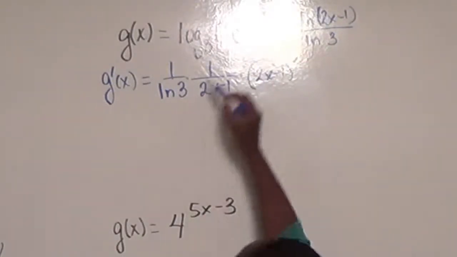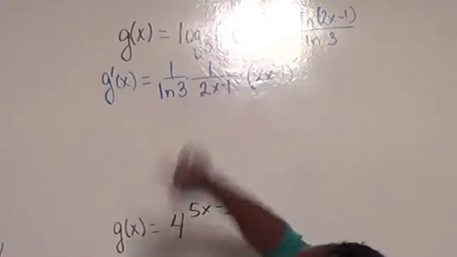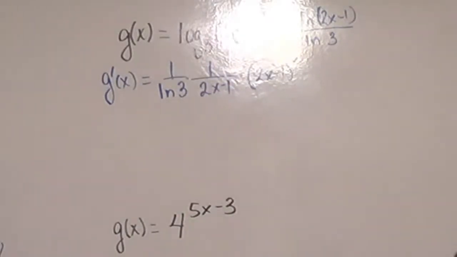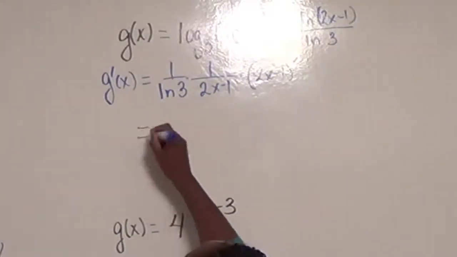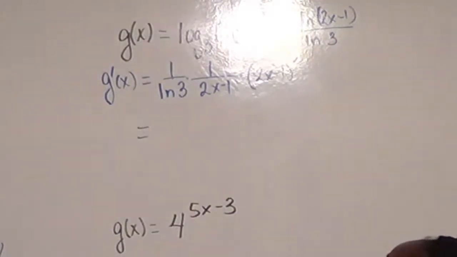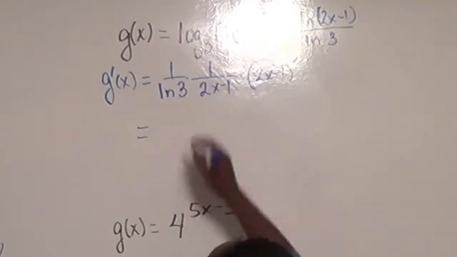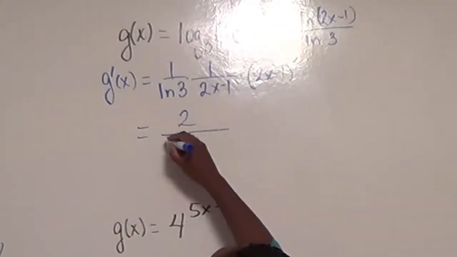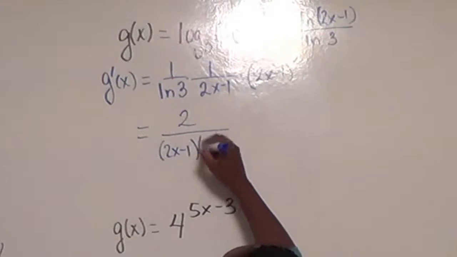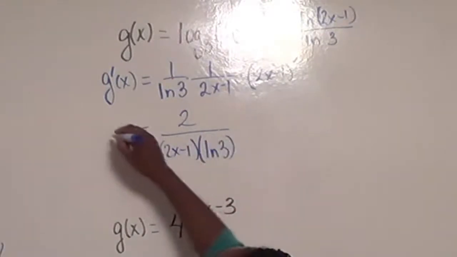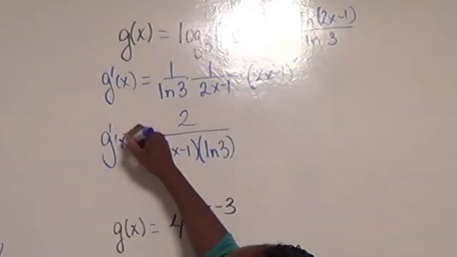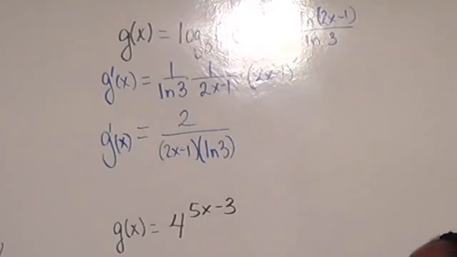Okay. So there's our 1 over u times the 1 over the natural log of the base times the derivative of the argument. Simplifying, our derivative of the argument is just 2. So 2 over (2x minus 1) times the natural log of 3. There's our g prime of x.